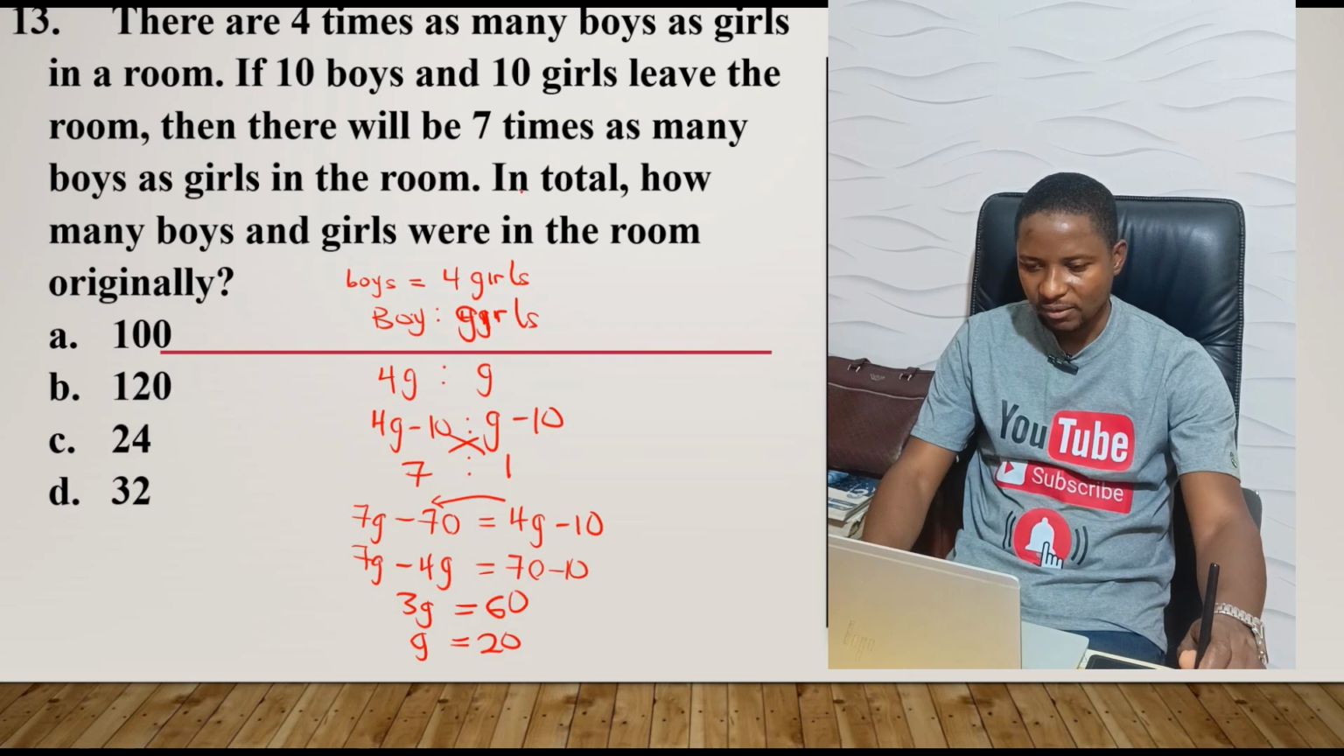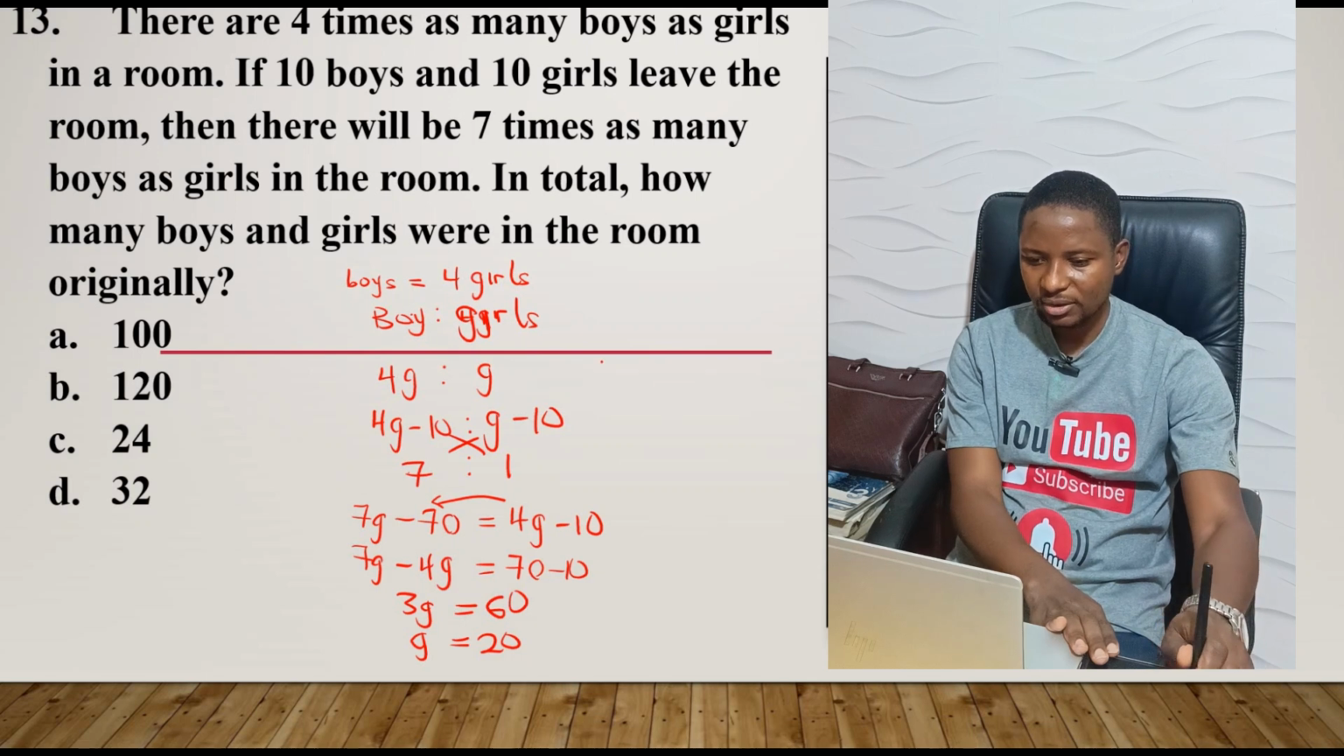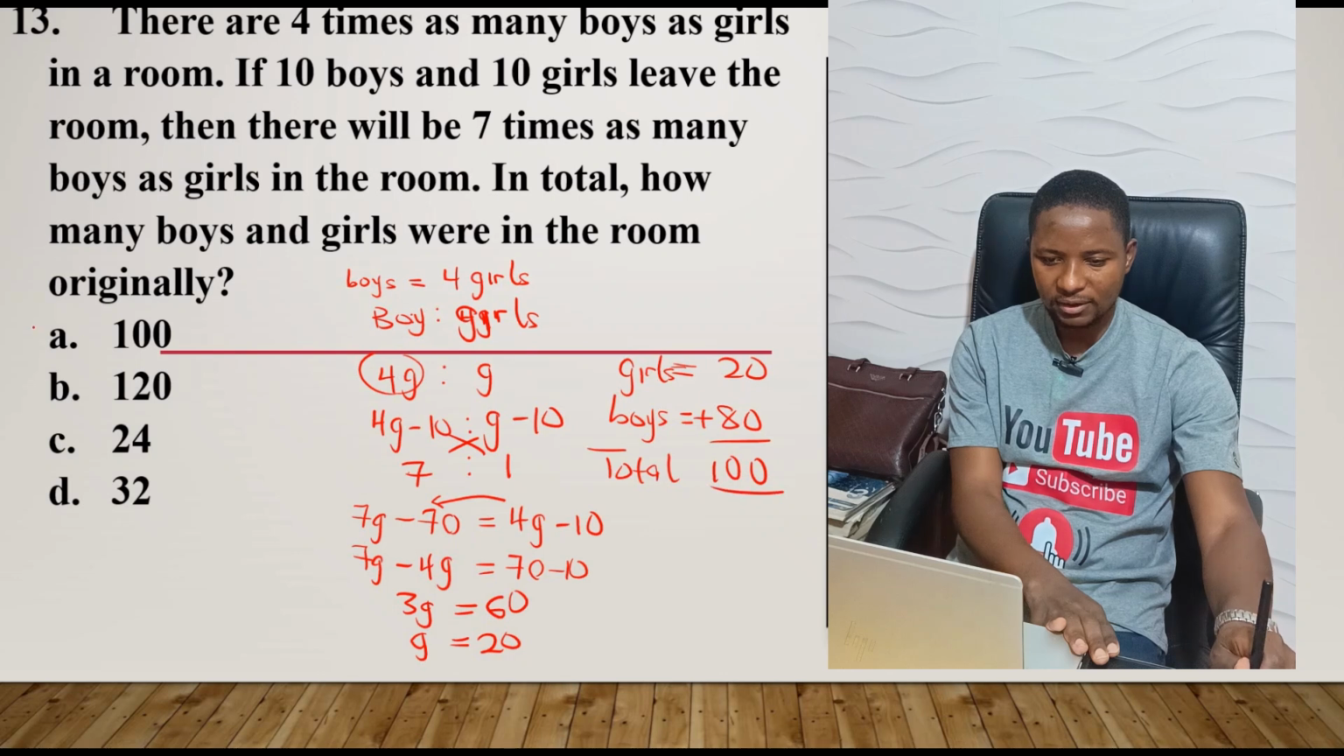Let's see the final statement. They asked in total how many boys and girls. We have found the girls, and now we need the number of boys. If girls are 20 in number, then boys from the first statement are 4 times, so that is 4G, 4 times 20, which gives you 80. The total you are looking for is the addition of these two, and that gives you 100. So my answer is A.